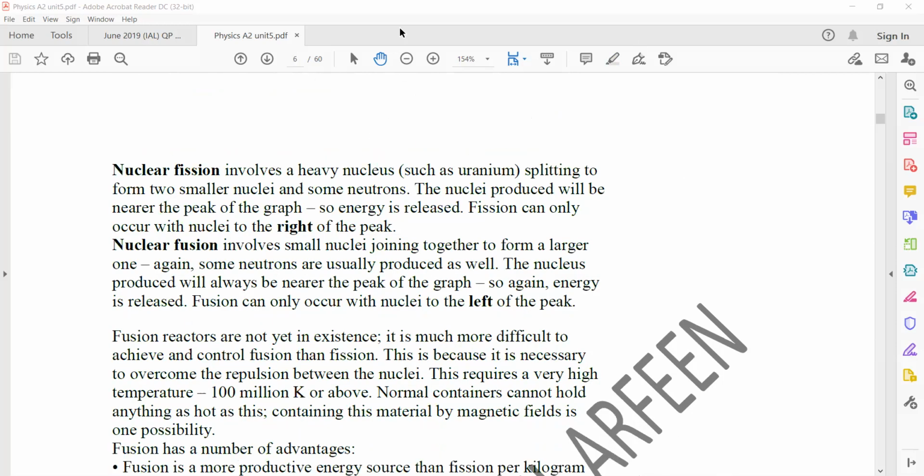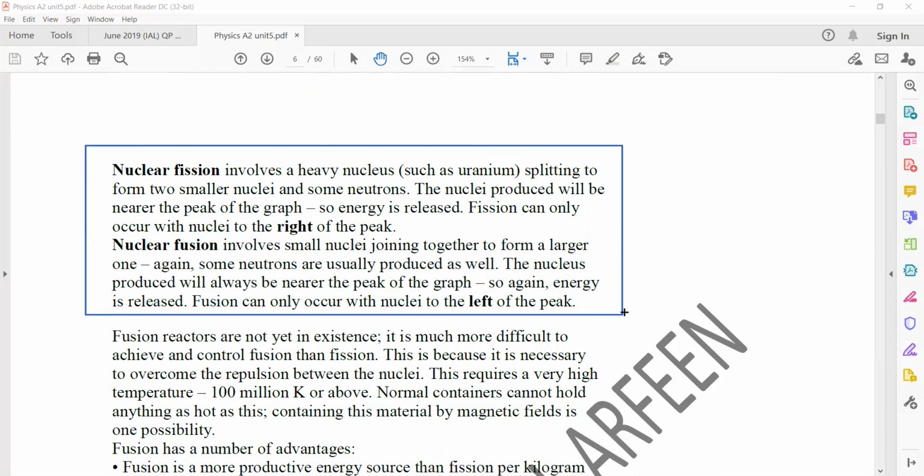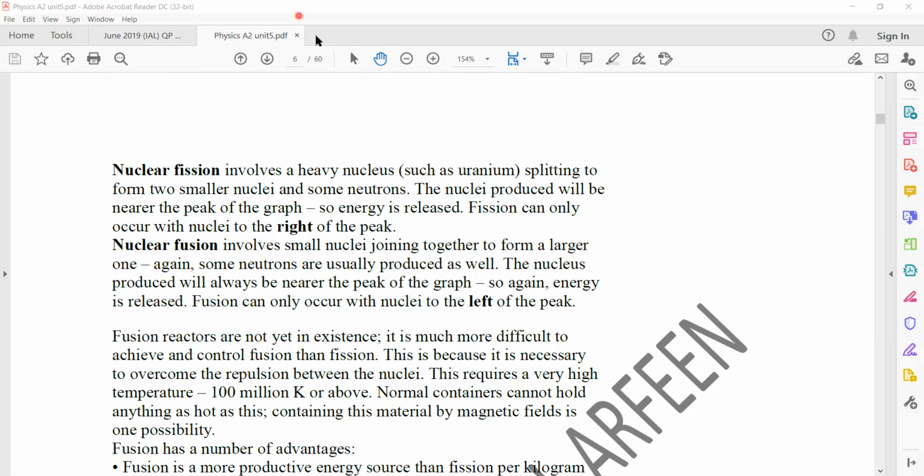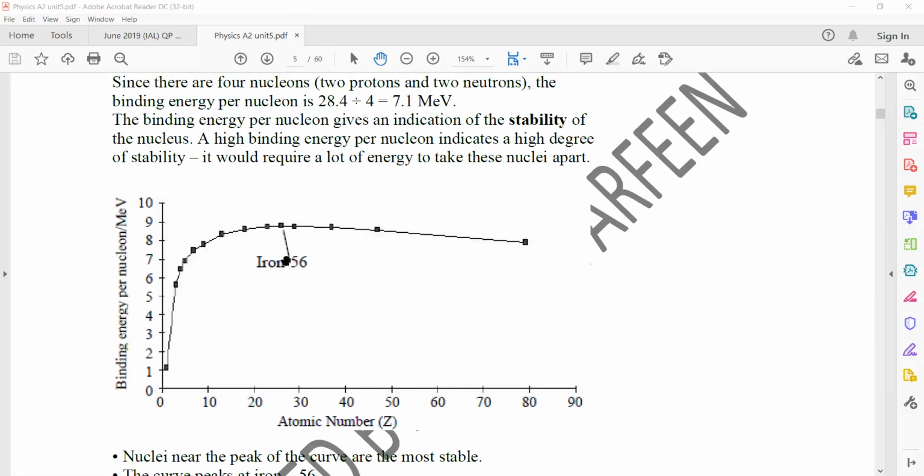And this is the part which explains the idea for binding energy per nucleon. As you can see in this part, nuclear fission involves a heavy nucleus such as uranium splitting into smaller nuclei, and the products will move towards the peak in the graph. So energy is released, and fission can only occur with a nucleus right of the peak. And fusion involves smaller nuclei joining together to form a larger one, and fusion can only occur for nuclei on the left of the peak of this binding energy per nucleon graph.